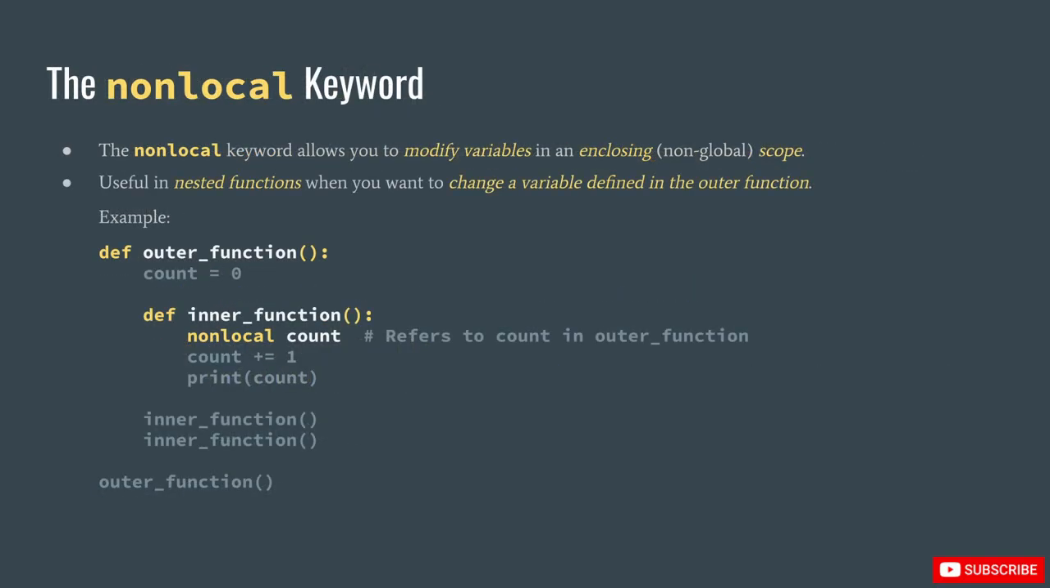The nonlocal keyword allows you to modify variables in an enclosing scope, but not the global scope. It's especially useful in nested functions when you want to change a variable from the outer function. In this example, nonlocal count inside inner_function allows us to modify the count variable defined in outer_function. Each time we call inner_function, it increments count and prints the updated value.